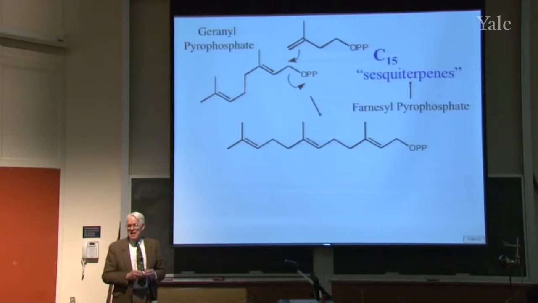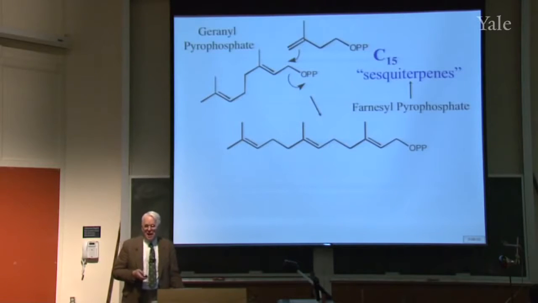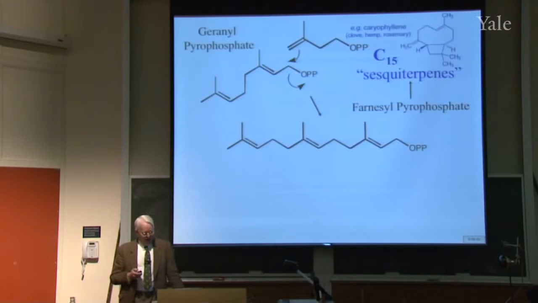You know what a sesquicentennial is? Sesqui? Anybody? It means 1.5, right? So it's 1.5 terpenes, 15. It's actually 3 of the isopentenyl pyrophosphates, but the name terpene came first. Okay, so for example, caryophyllene, which is in clove and hemp and rosemary, is a sesquiterpene.